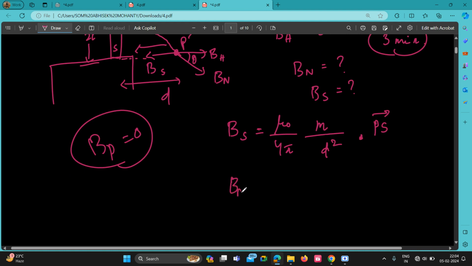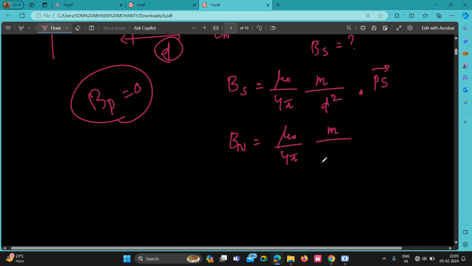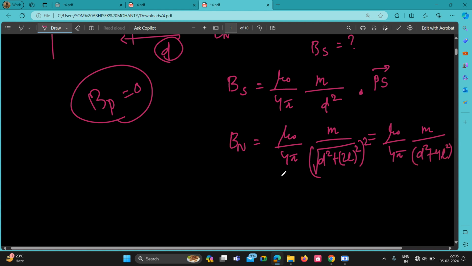Next is BN, magnetic field due to north pole at point P. Mu naught by 4 pi M divided by what is the distance? 6 centimeter, but let's write it in symbols. This is D. This is 2L. So this is the hypotenuse of this right angle triangle. So this will be D square plus 2L whole square, root over. Isn't that right? Sorry, root over square is there, right? Distance square. Sorry, square. Yeah, mu naught by 4 pi M by D square plus 4L square. This is BN.